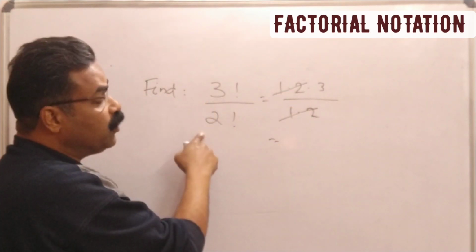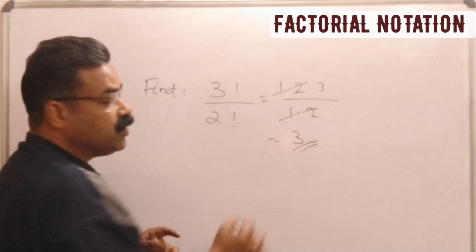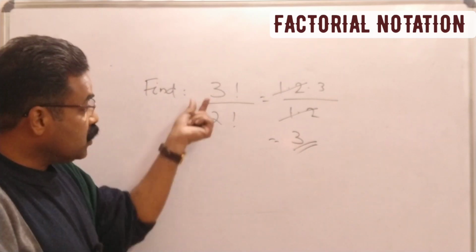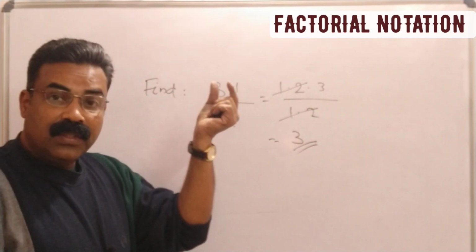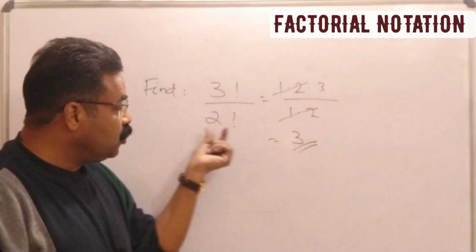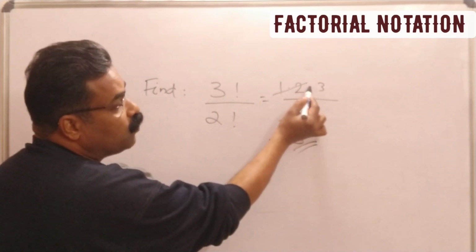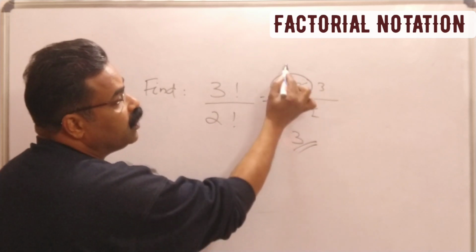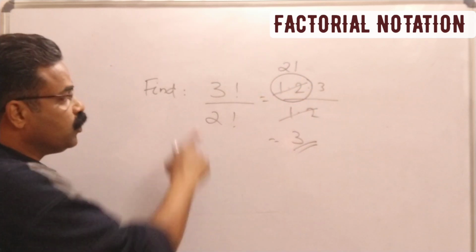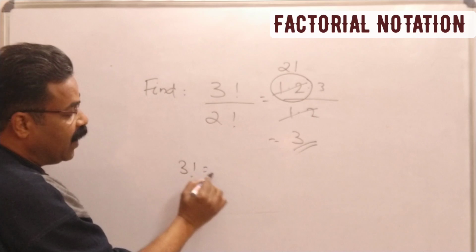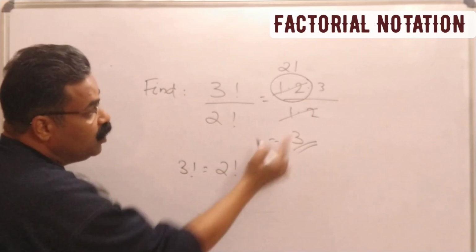So what is 3 factorial by 2 factorial? The answer is 3. Why? Because 3 factorial means 1 into 2 into 3 and 2 factorial means only 1 into 2. 1 into 2 is 2 factorial. So I can write 3 factorial as 2 factorial into 3.